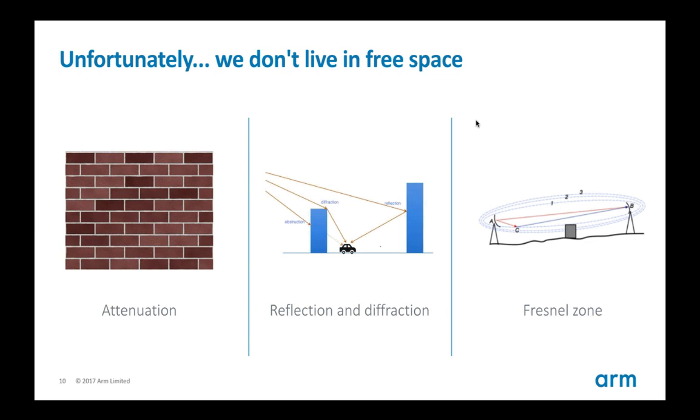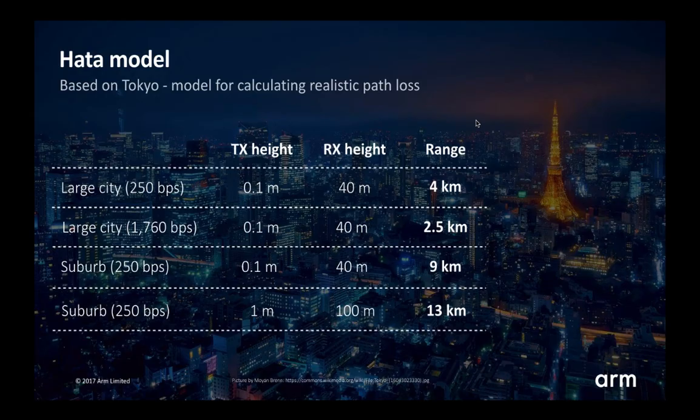So to get a better understanding of a realistic link in LoRa, there's the Hata model. It's based on a 3D model of Tokyo. It's a model for calculating realistic path loss. So you can fill in your transmit height, your receiver height, whether you're in a large city, a suburb, or an open field, and that gives you the amount of link loss. And we can calculate that against the 150 dBm that LoRa gives you.